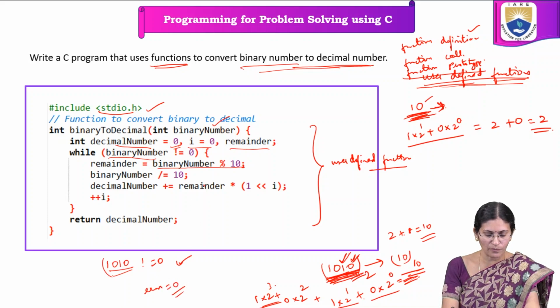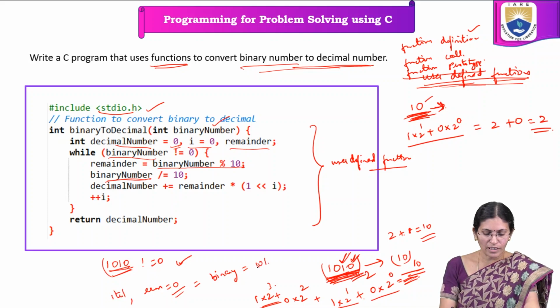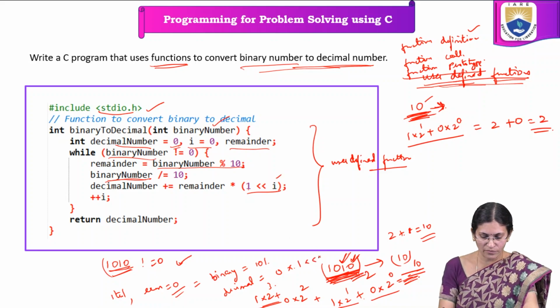The remainder is 0, and the binary number is assigned the next value: binary number is equal to binary divided by 10, that means the quotient. So in the first iteration, the remainder is 0 and the binary number is 101. Then decimal number is remainder into 1 shifted to the left by 0 times.